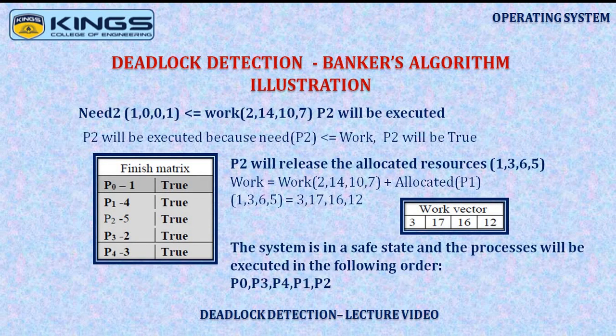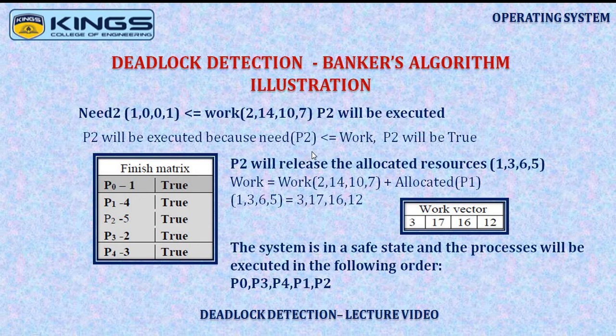Now it is continuing. The need matrix requirement for process 2 is now 1, 0, 0, 1, which is less than the current work vector entries. So P2 is also given permission to execute. The need value is less than the work vector entry, so P2 is also completing its task. Now P2 status is also updated as true. The order of execution of process P2 is 5.